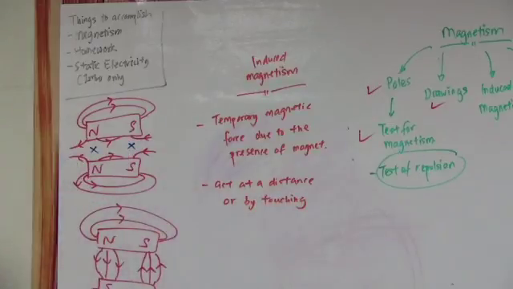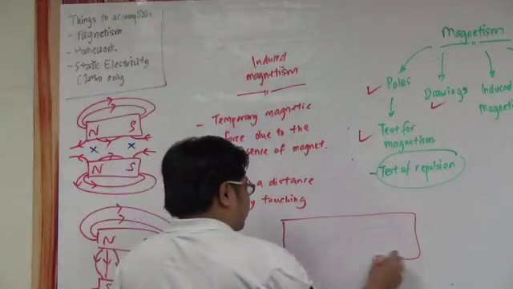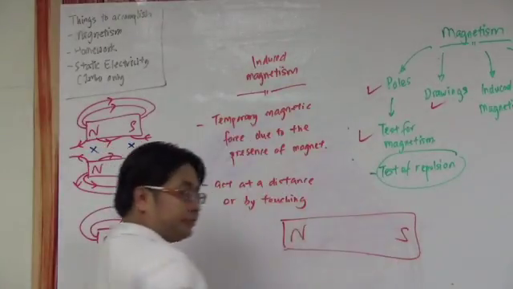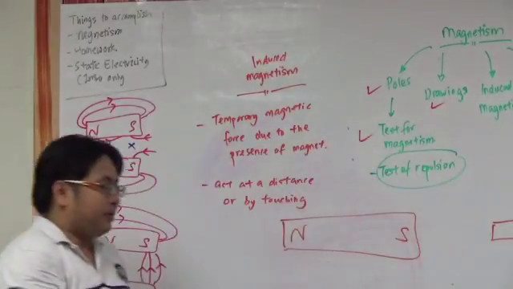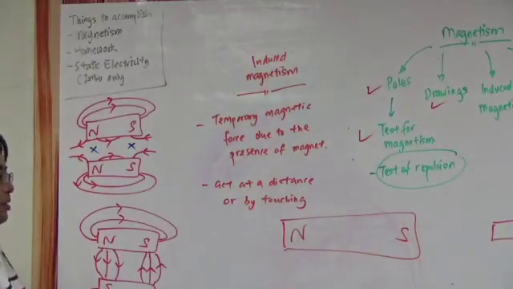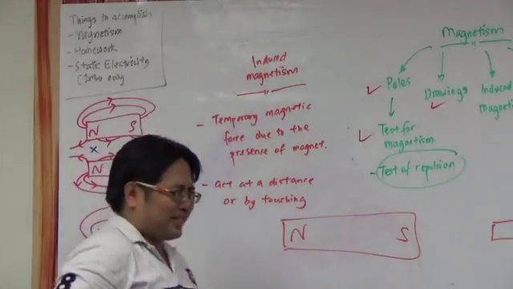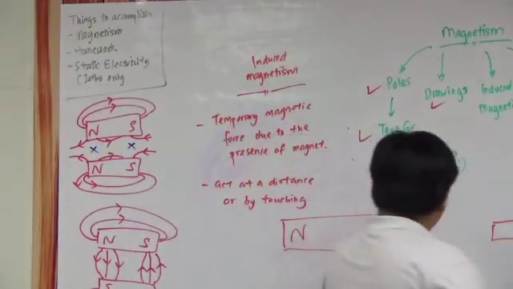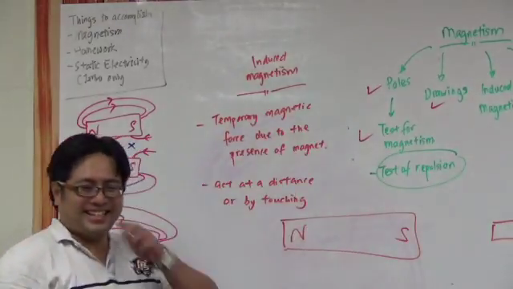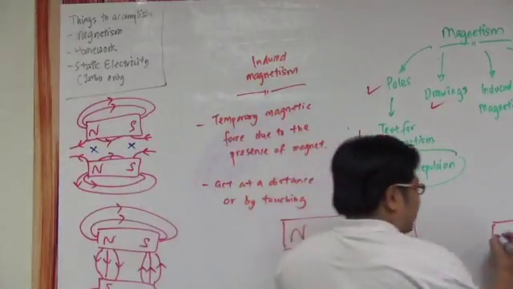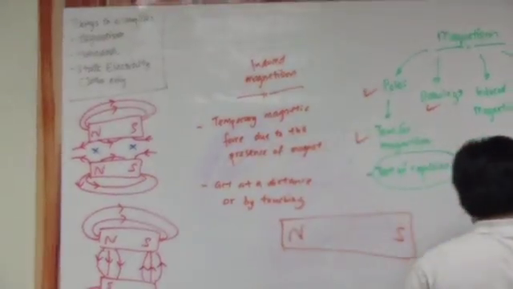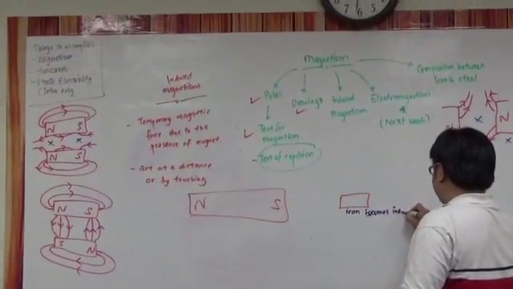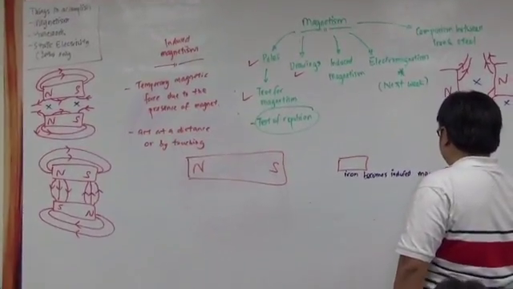I'll give an example. Let's say that there is a magnet here, and this is north and this is south. And then you bring a piece of iron. What will happen to the iron? It will be attracted. So let's say this is iron. So why is it attracted? It's because this iron has become induced magnetized.